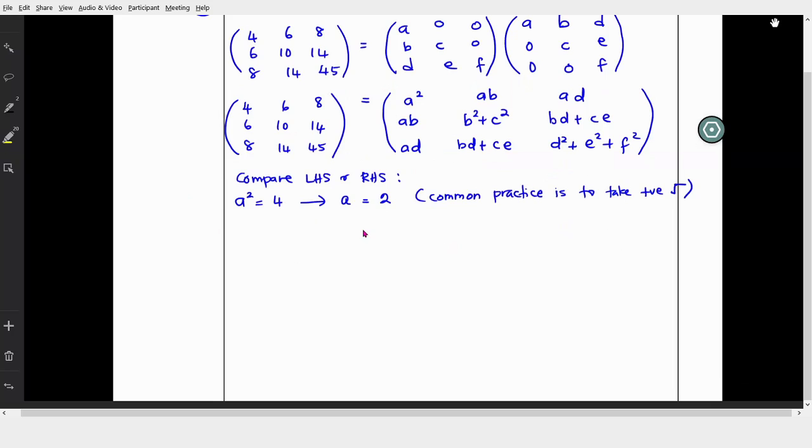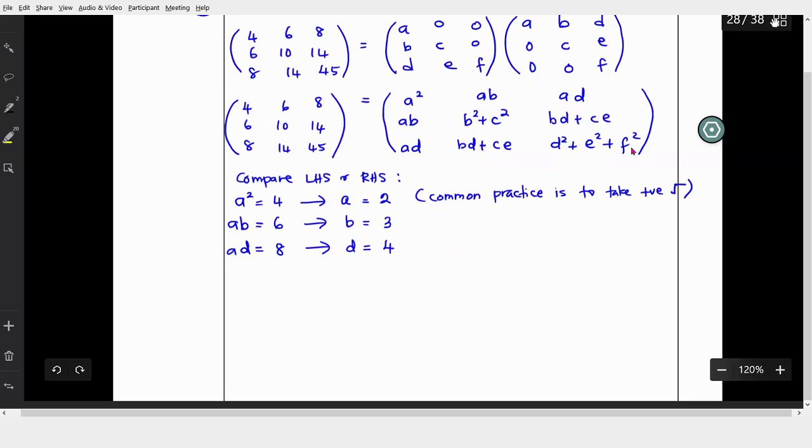Okay, next we can have the AB. You can see elements at the right hand side are supposed to be symmetric, because in the first place it is a symmetric matrix. So you see you have AB somewhere here, and in the opposite element it is also AB. So AB equals 6. Since we know our A, we can get the B. So B is 6 over 2, so B is 3. Next we can get the AD. So AD equals 8, so we can get the D. D is 8 over A, so 4. So on and so forth.